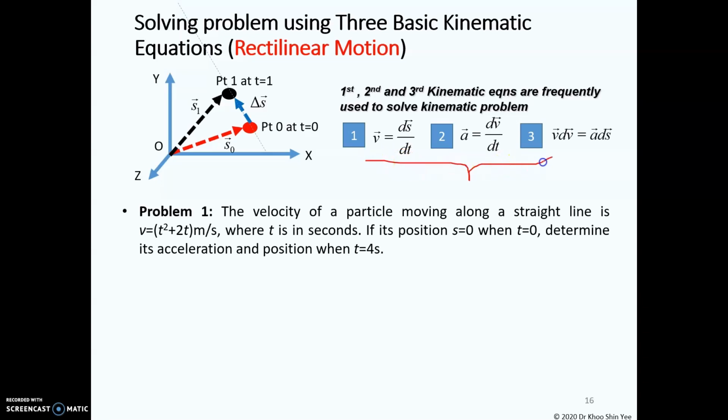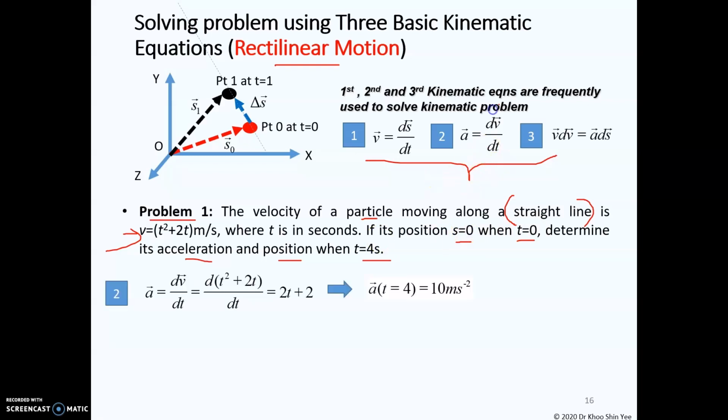Let's use this kinematic equation to solve this problem 1. In this problem, we have the velocity given by t squared plus 2t, and we are going to find the acceleration as well as the position when the time is equal to 4. In this case, the particle is moving in a straight line, which is the rectilinear motion. The initial condition is given: at t equal to 0, the position is 0.